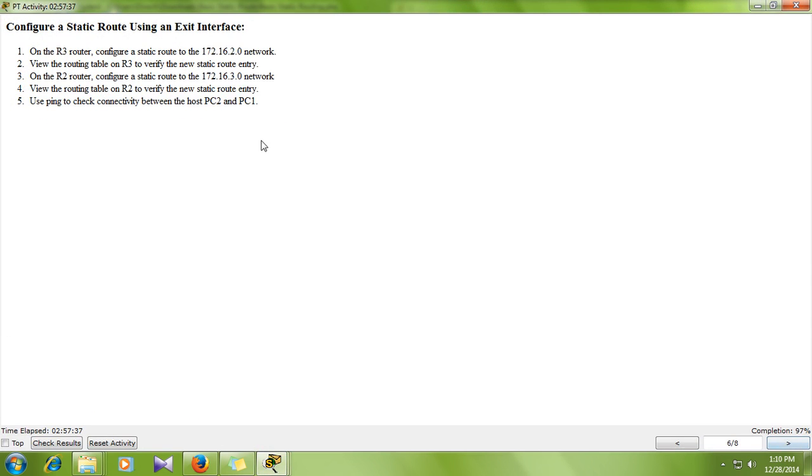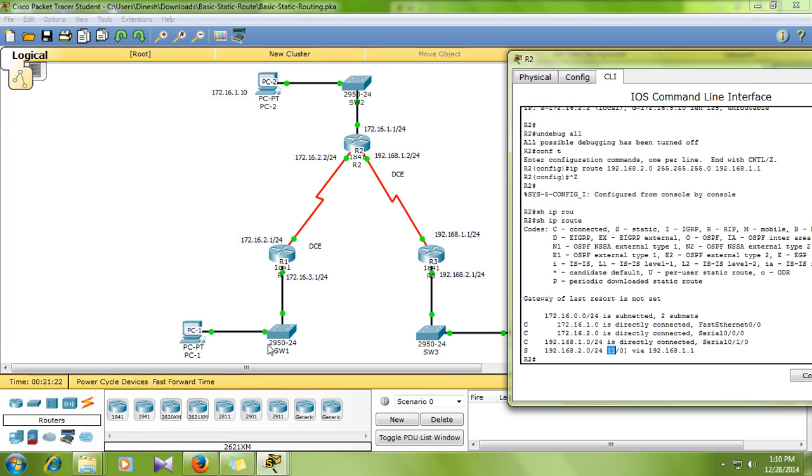Configure a static route using exit interface, for 172.168.2.0 and 172.168.3.0, where it was. So PC2 to PC1. Okay, now from PC1 we have the 172.168.3.0 network. No. So PC1 to PC2.